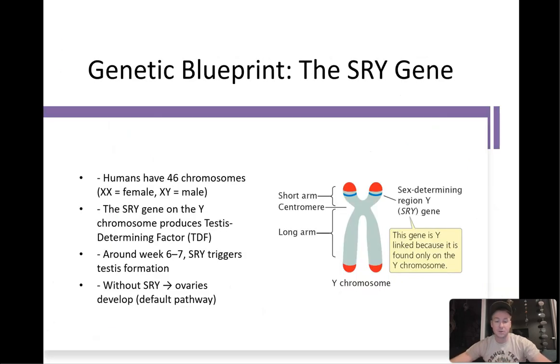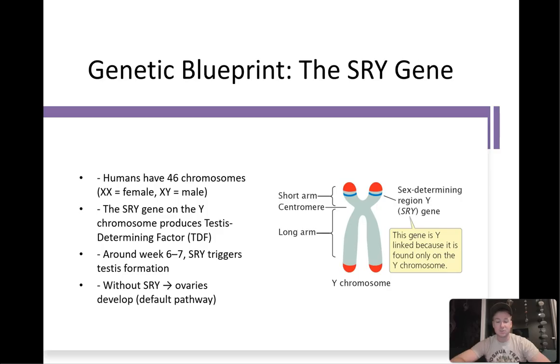So to start off, we're going to talk about the genetic blueprint, the SRY gene. Let's begin at this chromosomal level. Every human cell carries 46 chromosomes, including one pair of sex chromosomes. Like I said earlier, XX for females, XY for males. The Y chromosome carries a crucial gene called SRY, short for sex-determining region of the Y chromosome. Around the 6th or 7th week of embryonic development, the SRY gene activates the production of a protein known as testis determining factor, or TDF.